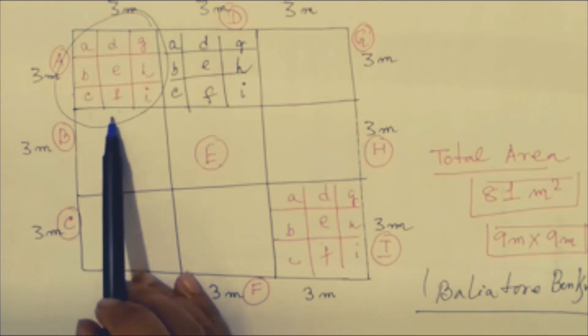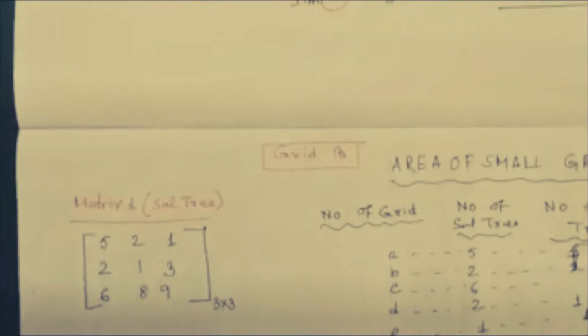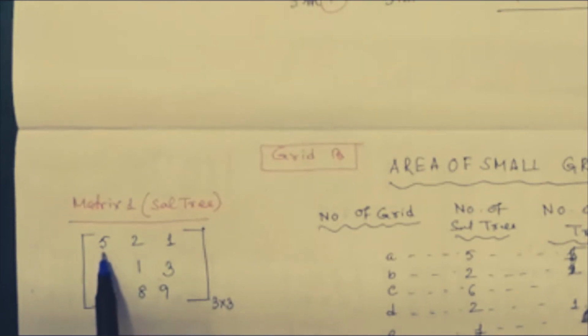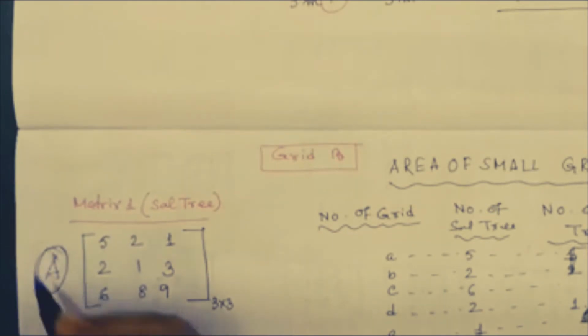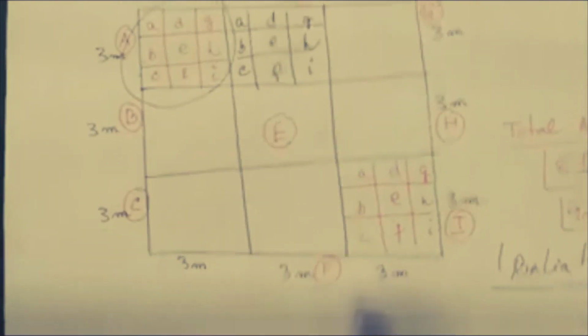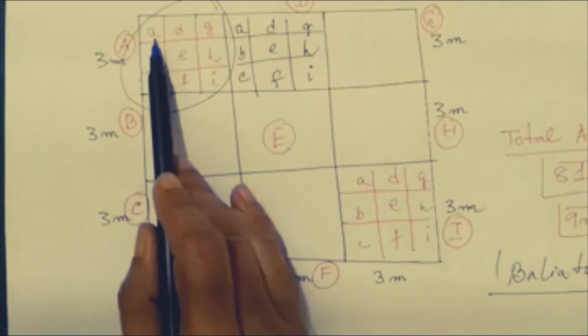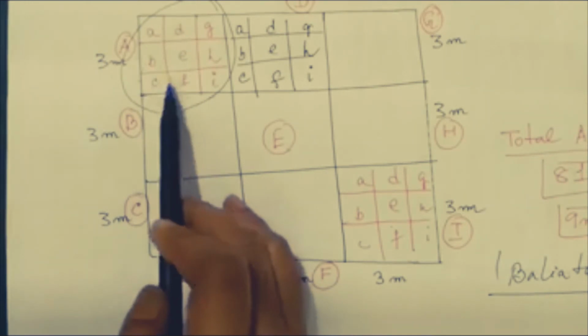Okay, in the last video I told you that there are two ways to prepare this matrix. For the A column, they prepared the matrix. This is suppose for the sal tree. For the small a grid, we take the capital A grid, that is the whole grid, and count the number of trees for small a, small b, small c. Count the number of sal trees from grid number A, grid number B, grid number C, and so on.